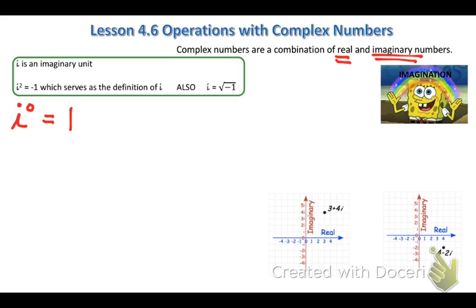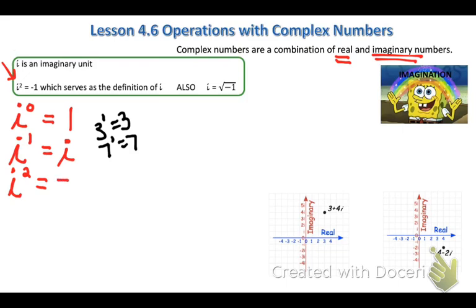to 1. Then if I said i raised to the first power, we would know that i to the first power is just equal to i, just as 3 to the first power is equal to 3, 7 to the first power is equal to 7. So i to the first power is just equal to i. We continue on with i squared, and by definition, i squared is equal to -1.